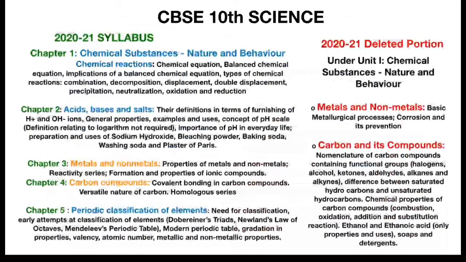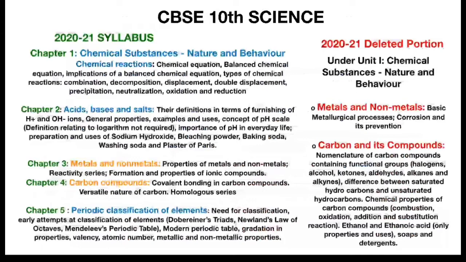Let's start with chapter number 1. You see, this chapter is represented in blue ink. That means there is no change for chapter number 1. The complete chapter is there in this year's syllabus as well. Chapter number 2, acids, bases and salts, is also the same. There is no change. Chapter number 3, metals and non-metals. From this chapter, they have removed corrosion and its prevention. That part of the chapter is no more in this year's syllabus.